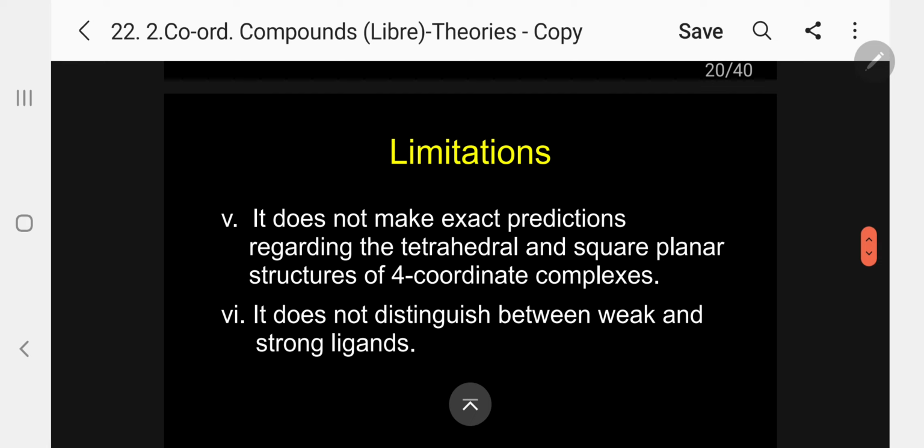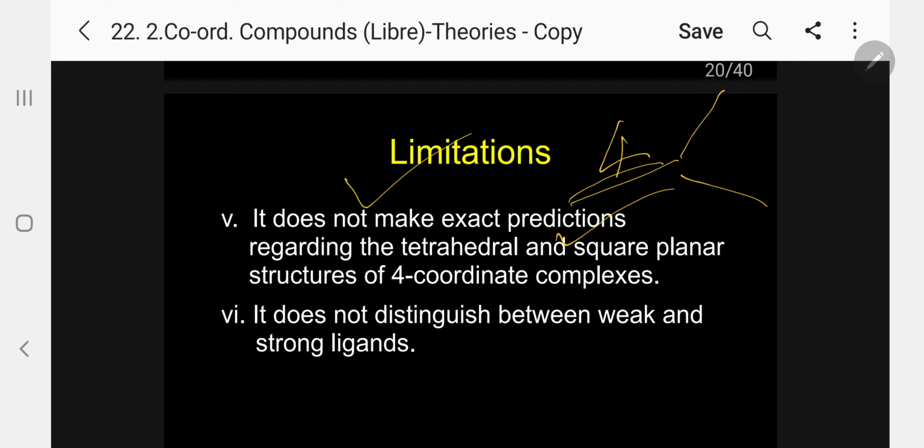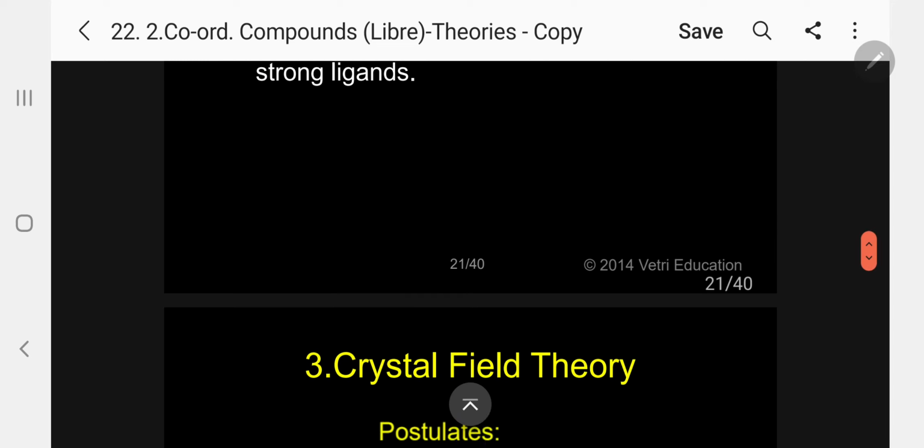Number 5, it does not make exact predictions regarding tetrahedral and square planar. Please follow. There are 4 ligands present, but it is not giving any explanation whether it is square planar or tetrahedral. This is a very, very important drawback of valence bond theory. It does not distinguish between weak and strong ligands. Which ligand is weak, which ligand is strong, it gives no information. See, these are the limitations.